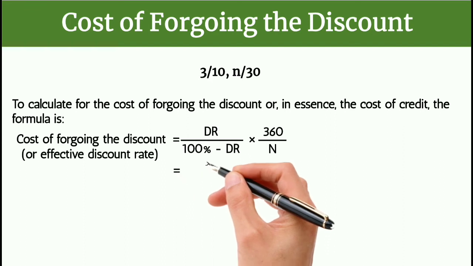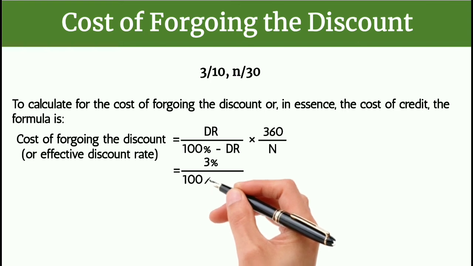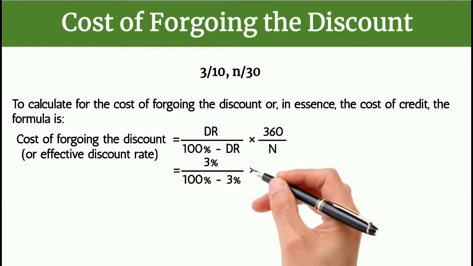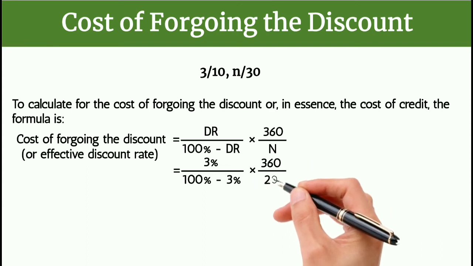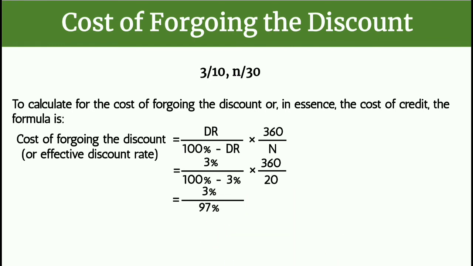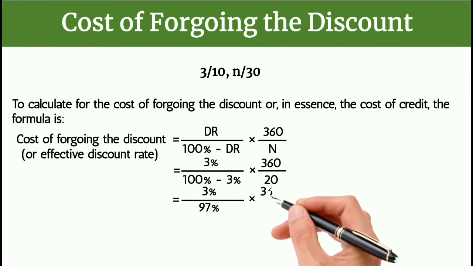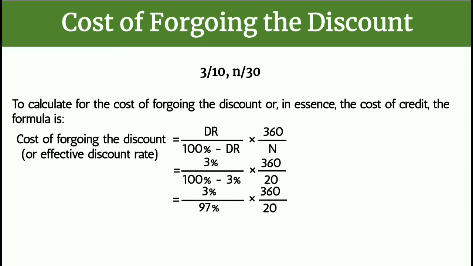By substituting the values, it will become 3% over 100% minus 3% times 360/20. That will become 3% over 97% times 360/20. 3% over 97%, that is equal to 0.0309278351.